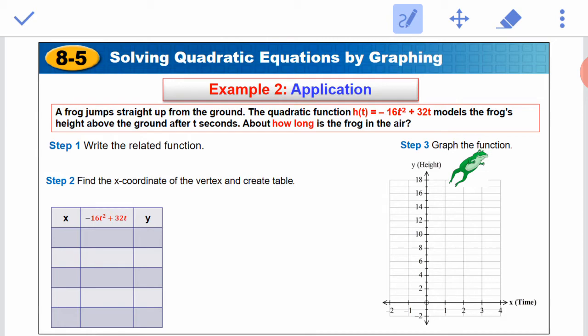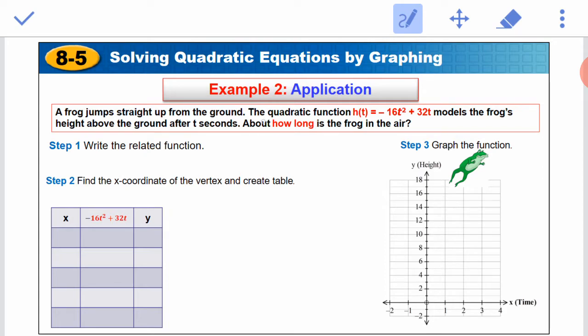The quadratic function, even the frog jump, can be modeled and described by a quadratic function, and it looks like a parabola. The quadratic function h of t, h is the height of this jump, t is the time taken in that jump. So h of t equals -16t squared plus 32t models the frog's height above the ground after t seconds. About how long?